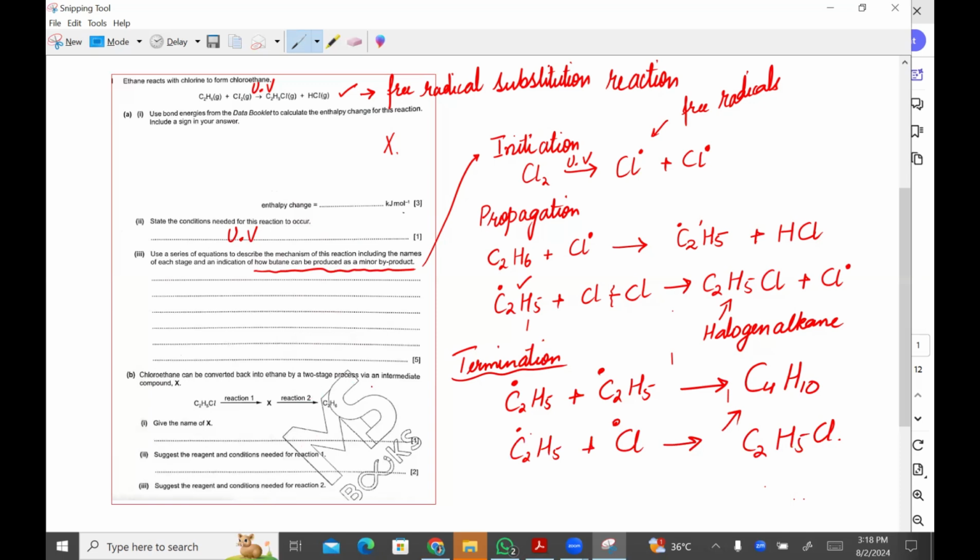So let's move towards the next question: chloroethane can be converted back into ethane by a two-stage process with intermediate compound X. In the last class, we discussed halogenoalkanes. So first of all, what do you think is going to form in this two-stage reaction? How has this been converted to this one? Do you know any method? Do you remember the halogenoalkane has some reaction with alcoholic sodium hydroxide? What kind of reaction would that be?